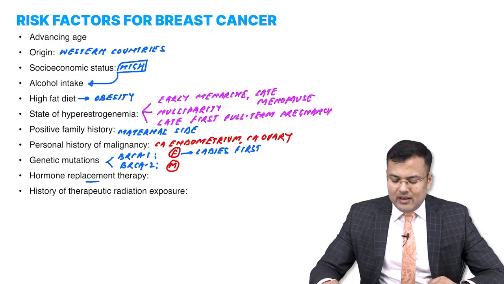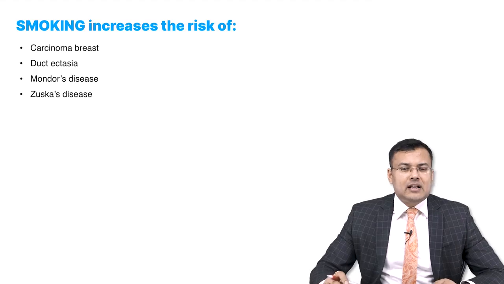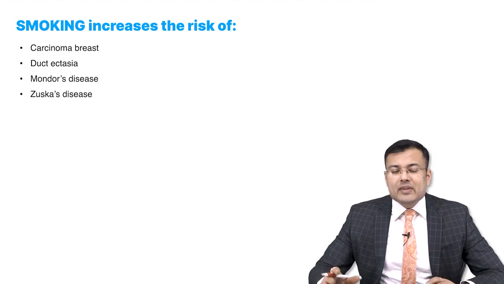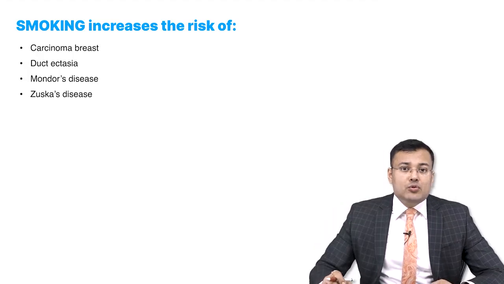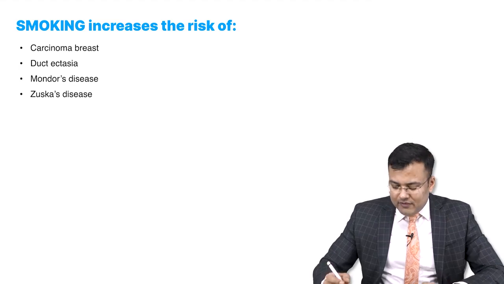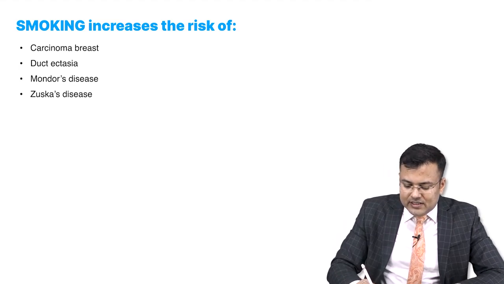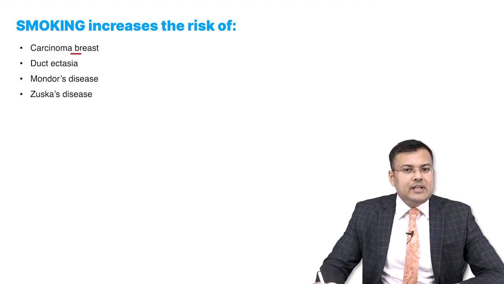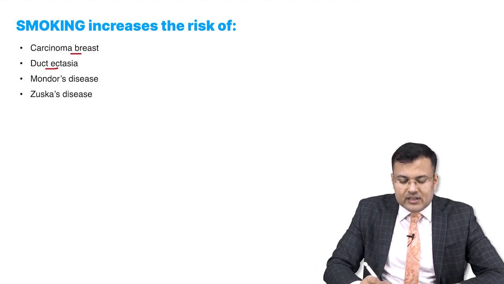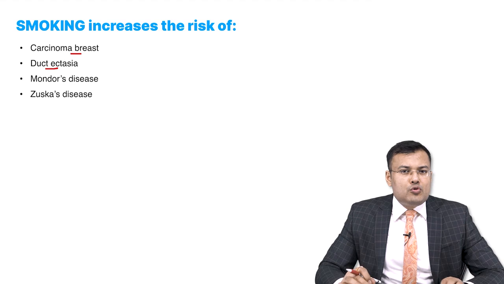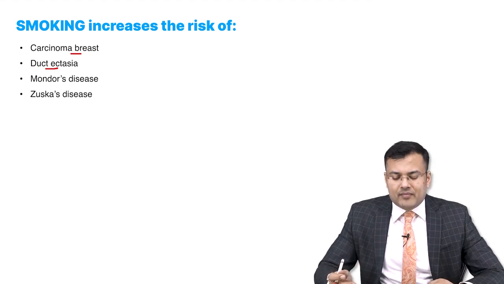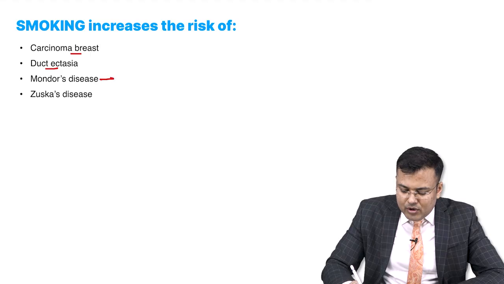of breast cancer. In a latest exam, this question was asked: which breast-related conditions are more common in smokers? You have seen in Indian females over the last 4-5 years, there is an increasing tendency of smoking. So what are the conditions whose risk is increased by smoking? Obviously, CA breast. Apart from that, it increases the risk of duct ectasia, with greenish, blackish, grumous, pultaceous nipple discharge. Then Mondor's disease.